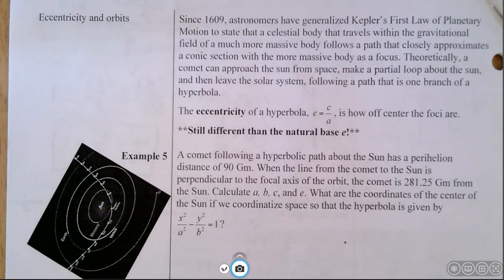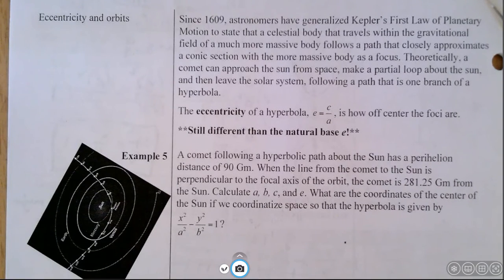So when we were talking about ellipses, we talked about Kepler's first law of planetary motion. And since that law has been published, astronomers have generalized that law: any celestial body that travels within a gravitational field of a more massive body follows a path that closely approximates a conic section. So Kepler's law said that it follows an ellipse, and now we're saying maybe not necessarily an ellipse, however, it's a conic section.